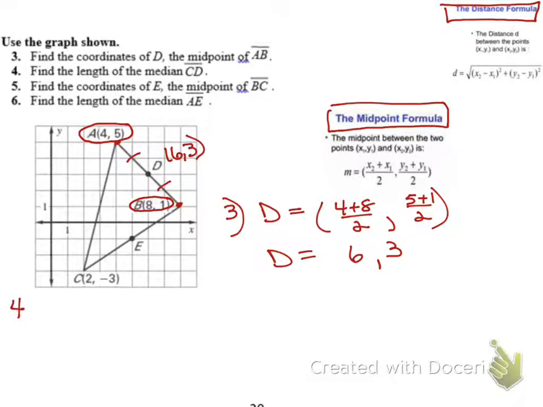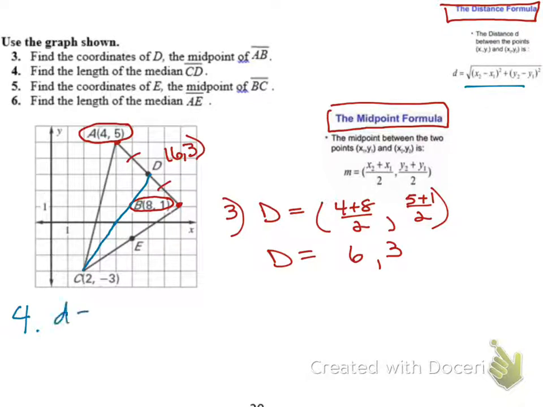So 4 says, find the length of the median CD. So why don't I change the color for the next problem? So we're going to do problem 4 in that color. So the length of the median CD. Well, you don't have it yet, so you're going to have to sketch it in. So draw in a nice line. That's going to be your median. All right, now I want the length of that line. So I'm going to use the distance formula for that.